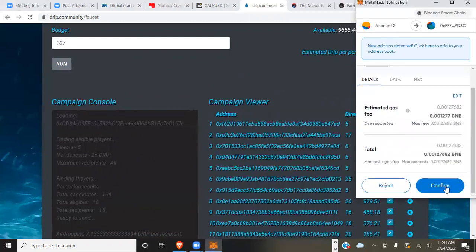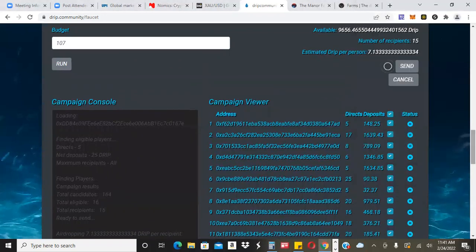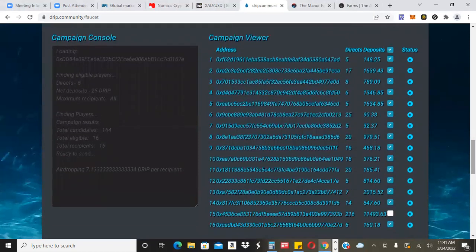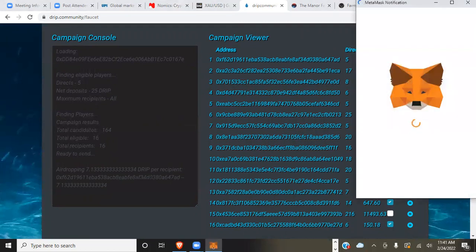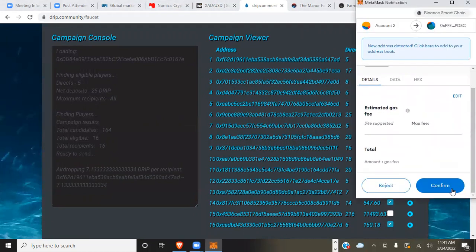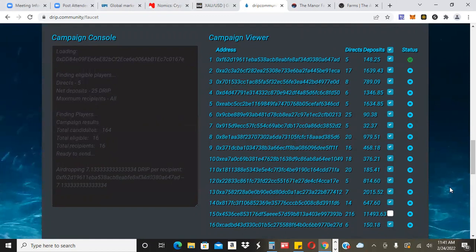So I'll go ahead and just manually confirm each one. Hopefully BSC isn't too congested right now. You can see here, everyone has five directs in this airdrop. This is a bigger account, 1639 Drip deposited, 789, 1346, 1634. This is a smaller one, 32, right? This one has 150.